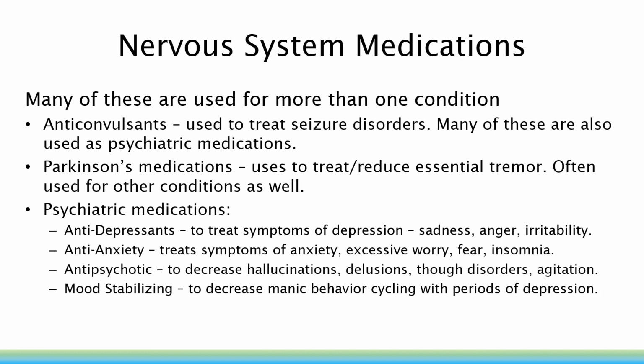Please review this list to understand the different types of medications. Anticonvulsants are utilized to treat seizure disorders. Many of these can also be used as psychiatric medications. Parkinson's medications are used to treat or reduce essential tremor, and are often utilized for other conditions as well.